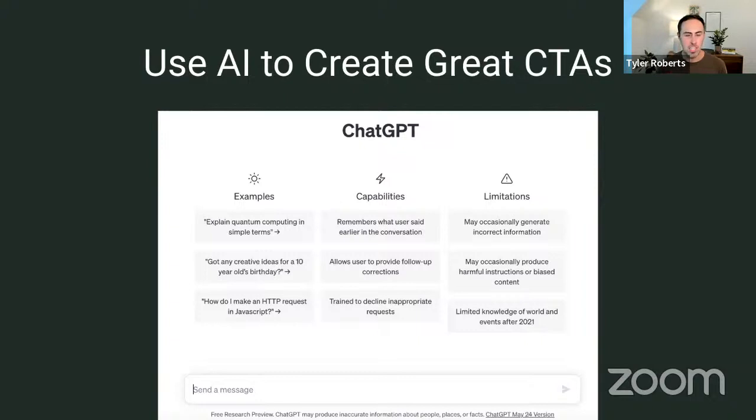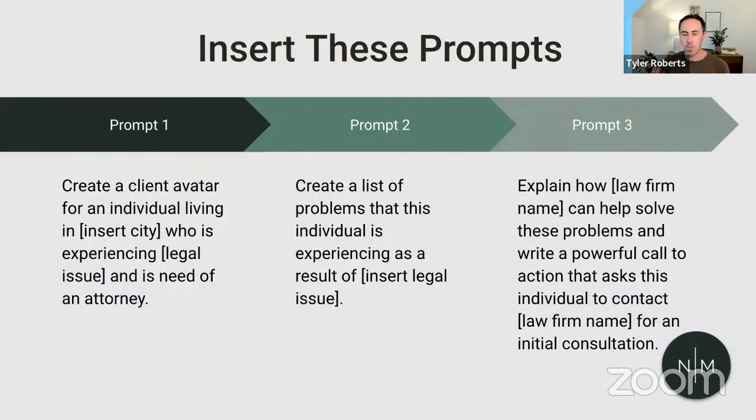I love using ChatGPT just to generate some new ideas as we're working with clients and as we're trying to figure out how we want to articulate what we want people to do. So I have 3 prompts for you here, and you can modify these as you go along. I kept them fairly short and sweet, but basically we're going to use these 3 prompts to create a really solid call to action. So prompt 1 is create a client avatar for an individual living in whichever city you are in, who is experiencing a divorce or a car accident and is in need of an attorney.